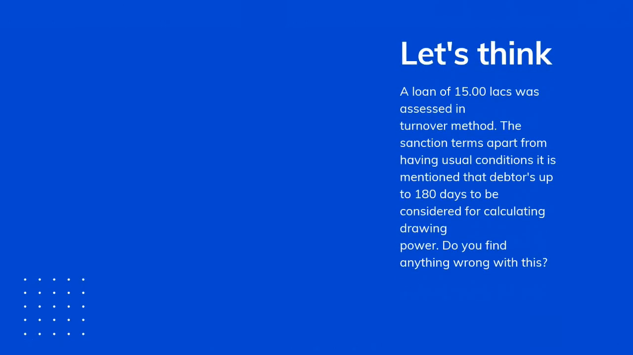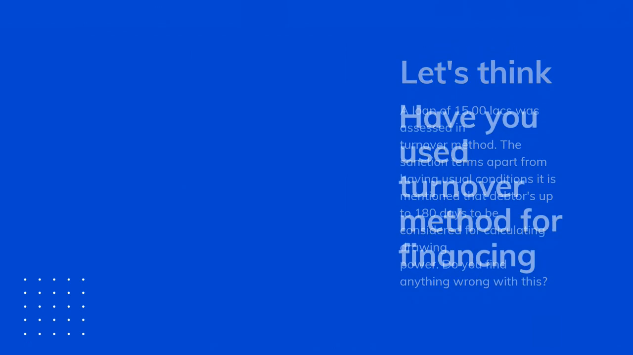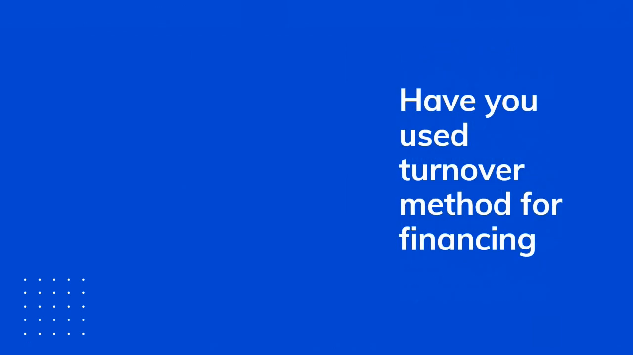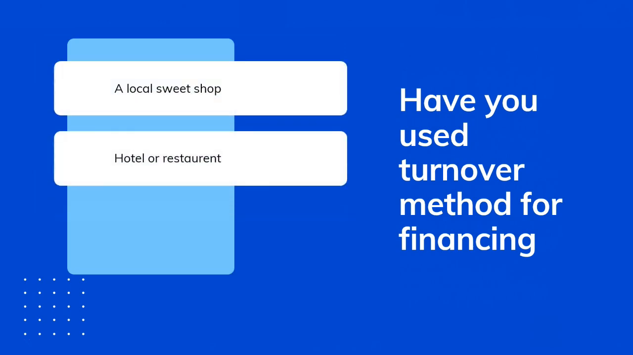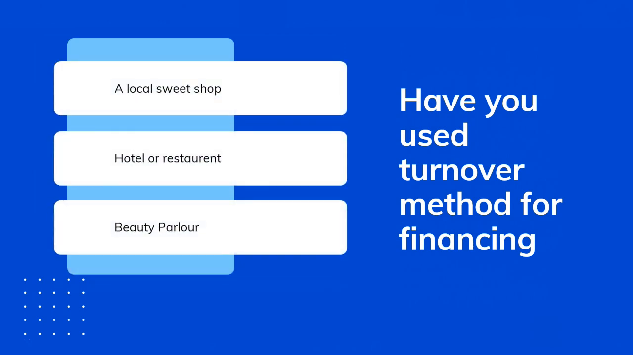Let us think. A loan of 15 lakhs was assessed in turnover method. The sanction terms, apart from having usual condition, mention that debtors up to 180 days to be considered for calculating drawing power. Do you find anything wrong with this? Have you used turnover method for financing a local sweet shop, a hotel or restaurant, or a beauty parlor? Can you guess what can go wrong?